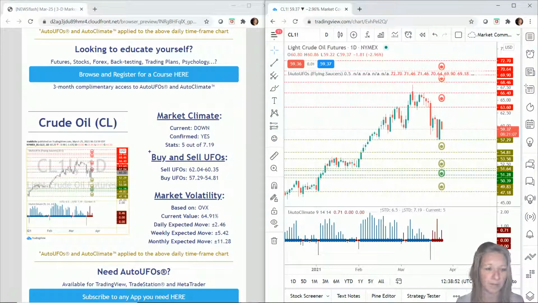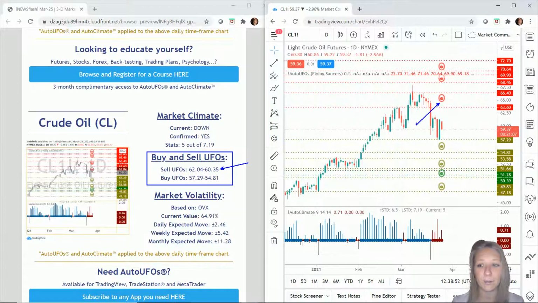So when it comes to buy and sell UFOs, we have sell UFOs on this chart. This is our red UFO. That's where we have sell orders. And the prices as to where we have those sell orders are between 66.40 to 63.60. We then have a stack of buy orders that we've already hit. So again, we expect buy orders to push price up, and that's exactly what happened. Price came down, hit the top line of that UFO where the top price is where we have buy orders, and went up from there. It's exactly what we expect UFOs to do. The numbers for that are 57.29 to 54.81.